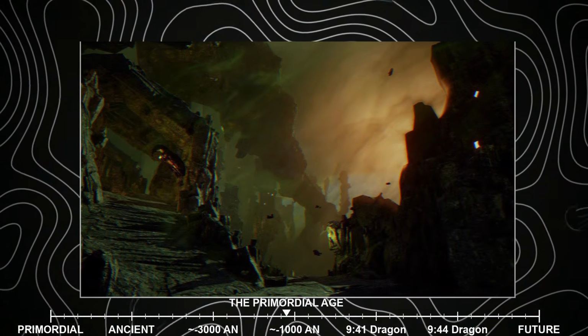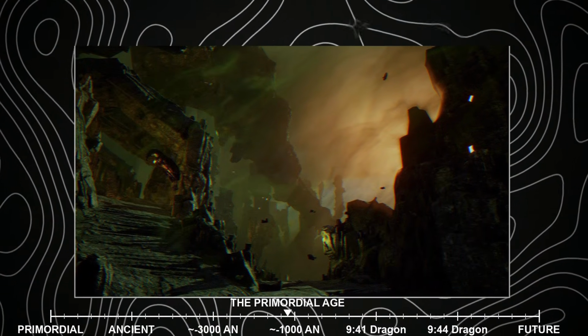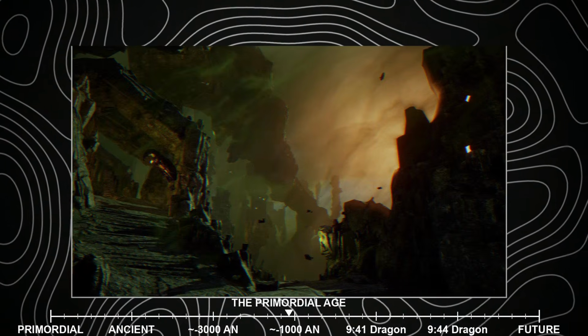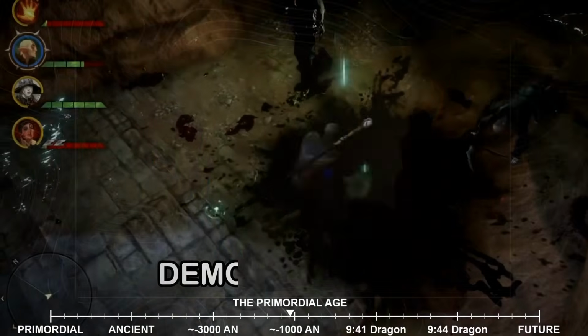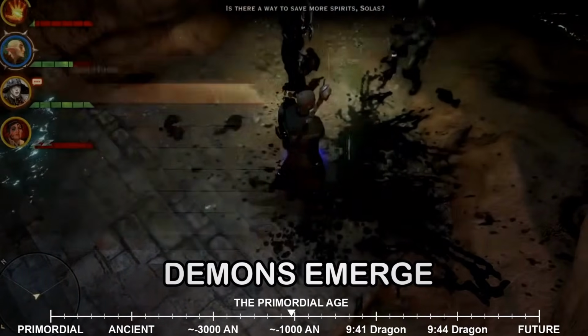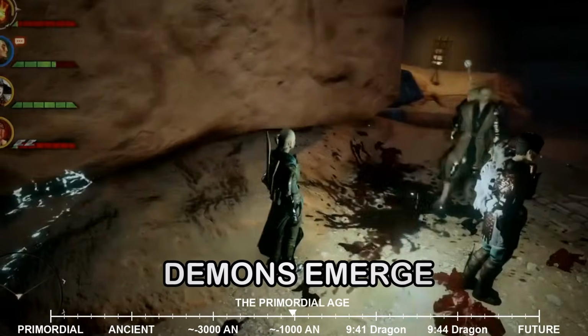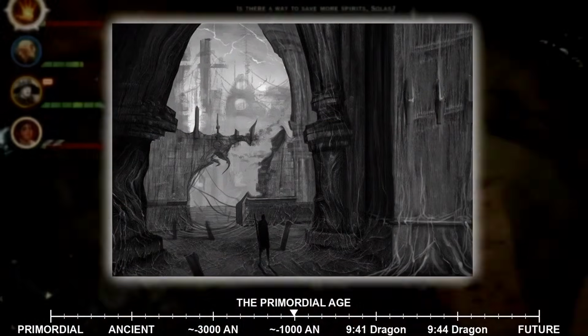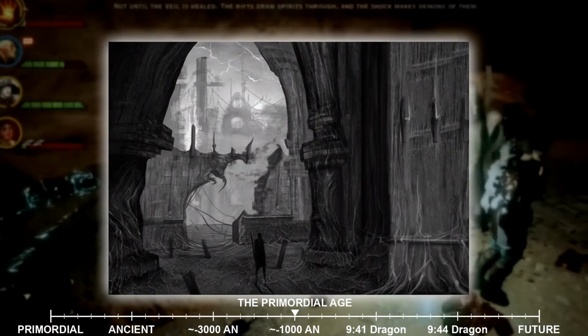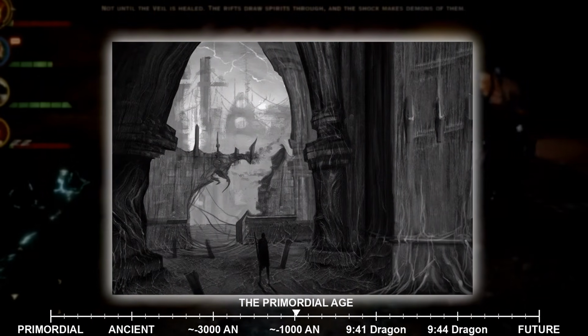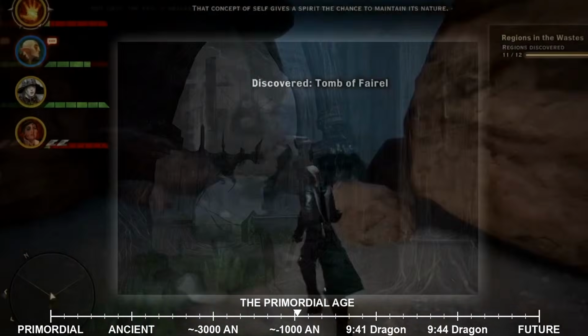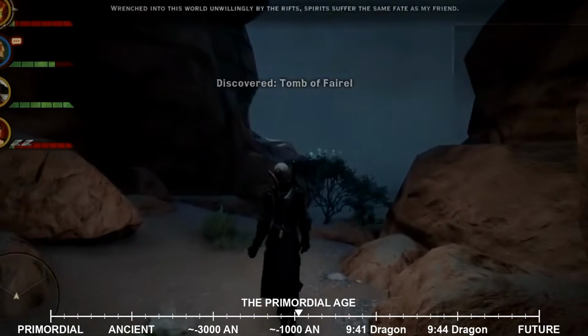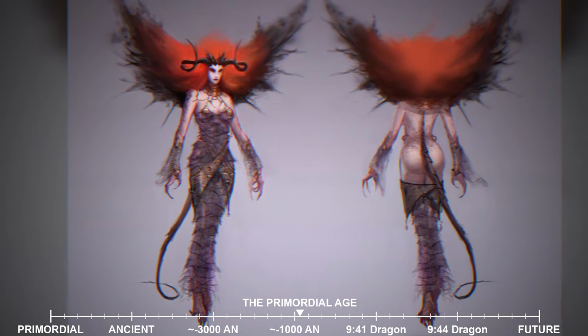In the ever-shifting currents of the Fade, where thought and emotion shape reality itself, a darker transformation begins to take hold. Demons emerge, entities that embody negative concepts like rage, desire, pride, and sloth. These are not separate creations, but rather corrupted versions of the spirits that once drifted peacefully through the Fade's endless expanse. A spirit of purpose might twist into a demon of pride. A spirit of love can warp into a demon of desire.